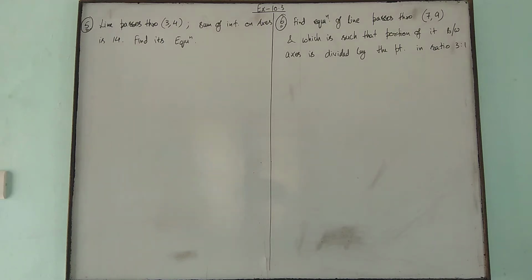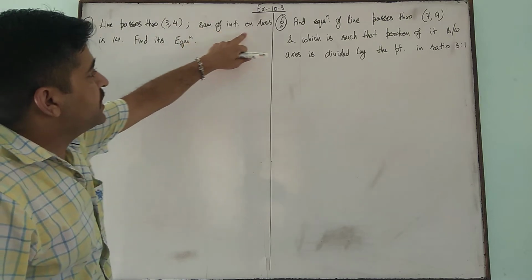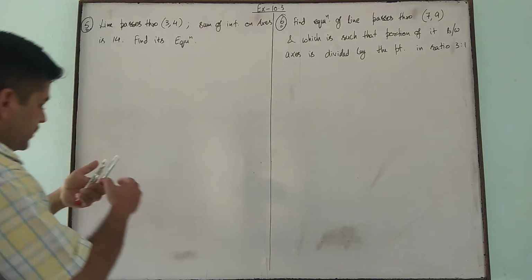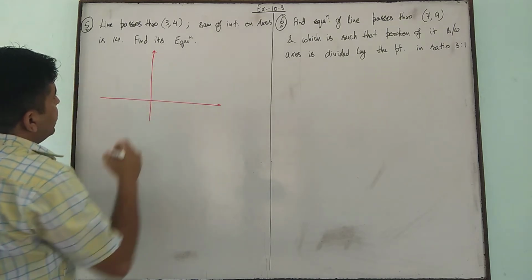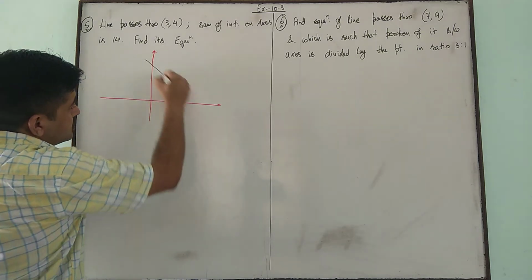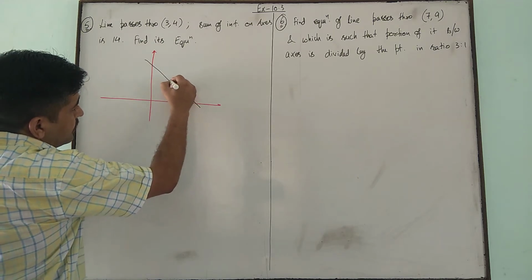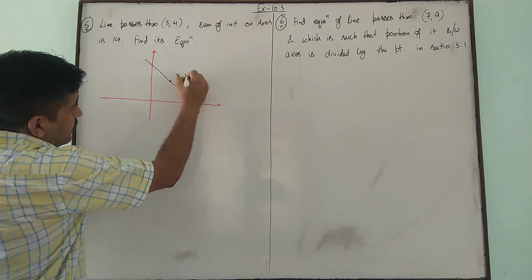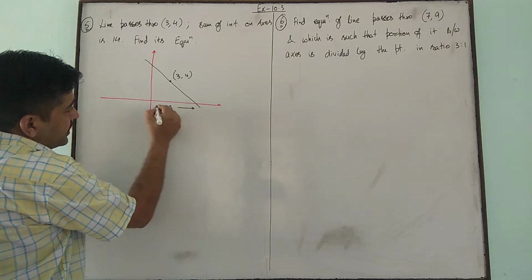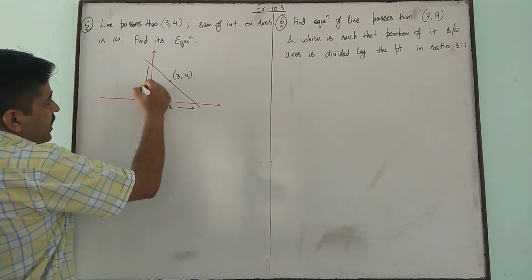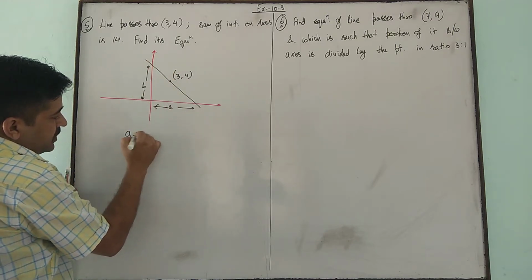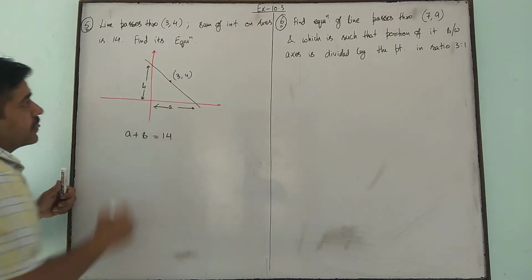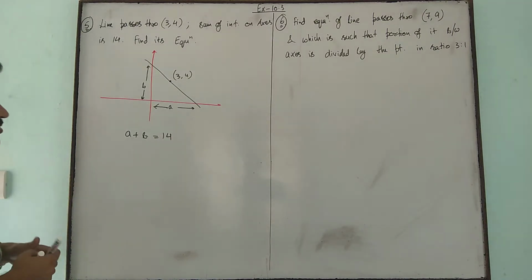Question number 5. A line passes through (3, 4) and the sum of the intercepts on the axes is 14. Let us say the intercepts are A and B. The sum of the intercepts given is 14. The equation of the line you need to find.